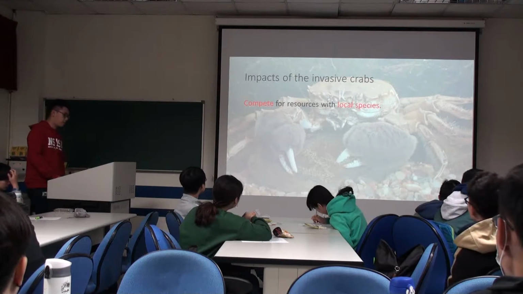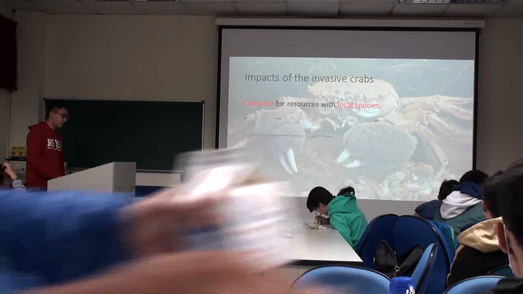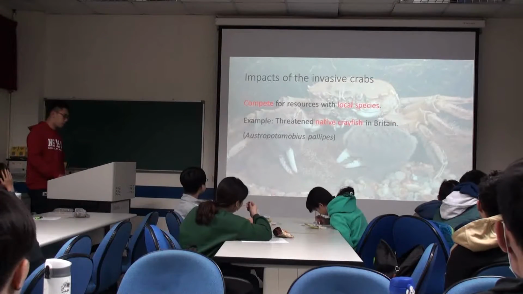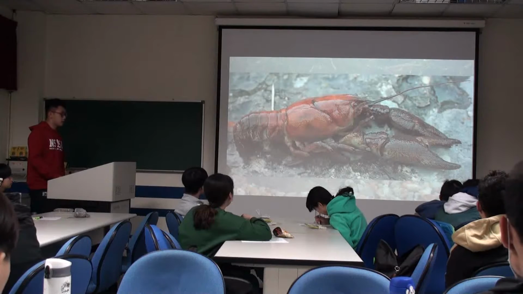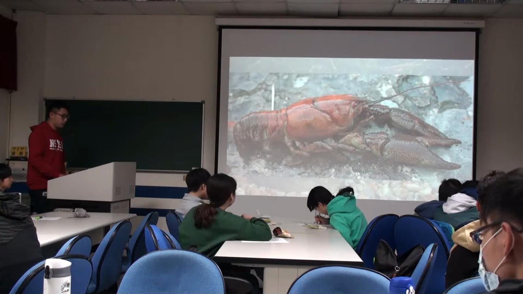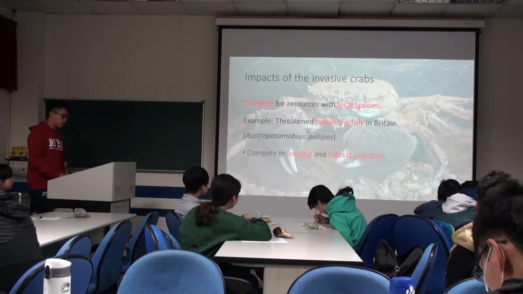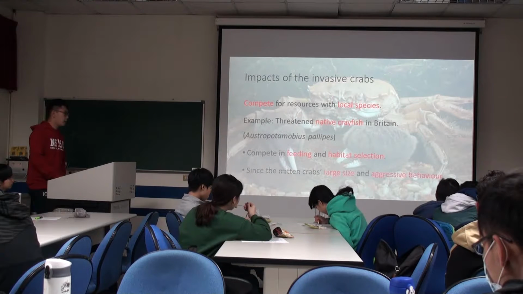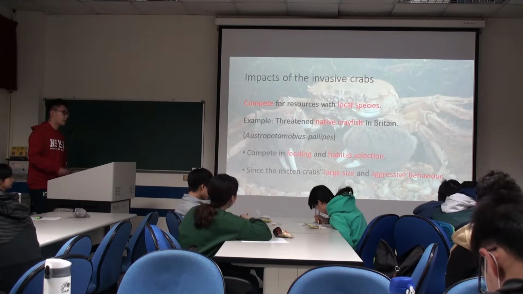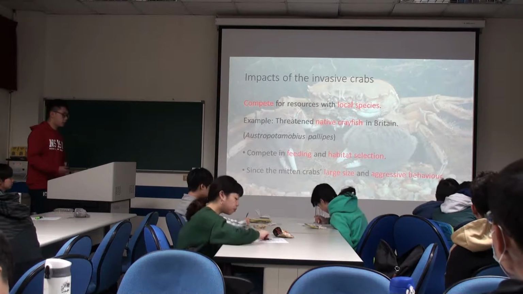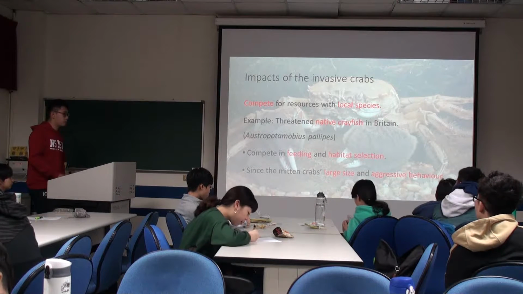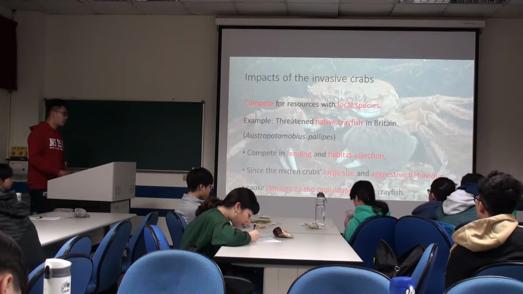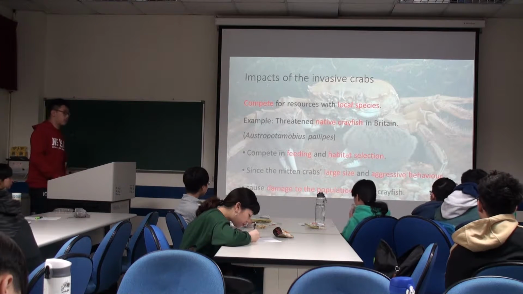Also, they will compete for resources with the local species. For example, the crabs have threatened the native crayfish in Britain, and this is the crayfish. And they will compete for food and habitat. But since the crabs are larger than the crayfish, and the crabs have aggressive behavior, which means the crabs like to fight, they're good at fighting, it will cause damage to the population of the crayfish.